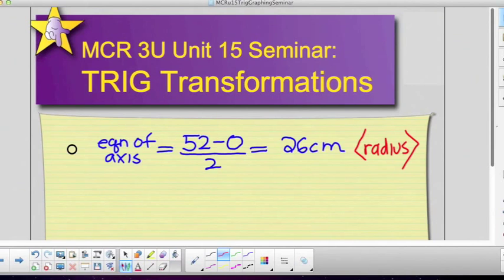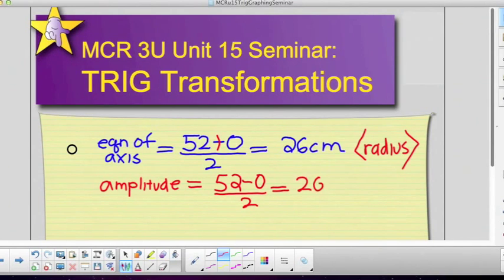The equation of the axis is also the same as my amplitude formula, because my amplitude is going to be maximum minus my minimum divided by 2. Oh wait, hold on, I wrote it the opposite way. It should be 52 minus 0 divided by 2. In both cases, we have 26 centimeters. So my axis and my amplitude both are 26 centimeters.